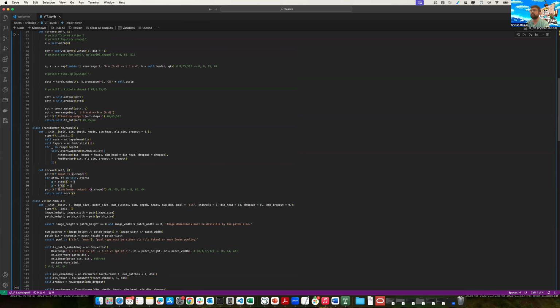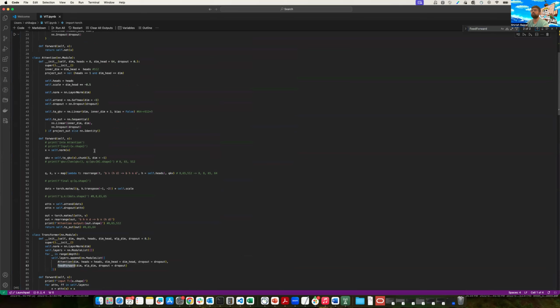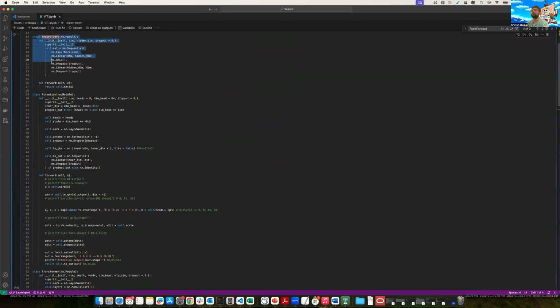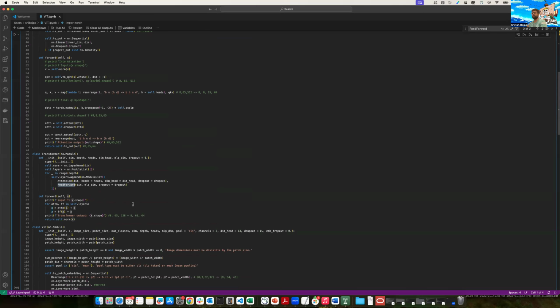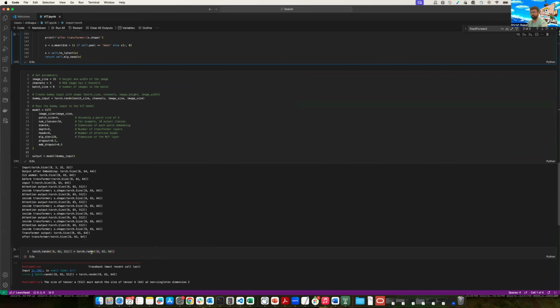Let's see where is FF in the sublayer and feed forward. Feed forward is up here, right? And there is layer normalization, linear, GELU, dropout, out, hidden dimension. So the output is self dot net. And the output finally, the output dimension is DIM, that is again 64. So this is also 64, right? So this matches.